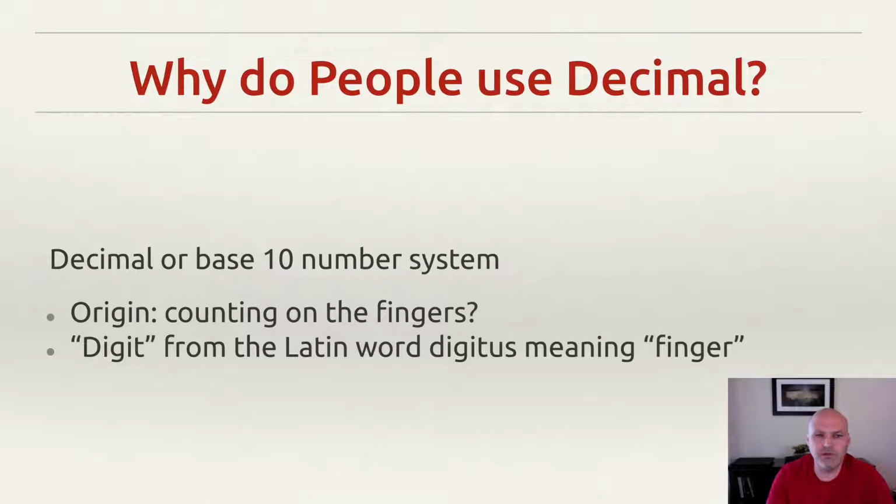So why do we use decimal? There's actually any number of options that we could use for a base in a positional number system. Quite simply, we believe it was because we like to count on our fingers. Interestingly, the Aztecs actually had a base 20 number system because they used both their fingers and their toes. And the word digit actually comes from the Latin word digitus, meaning finger.